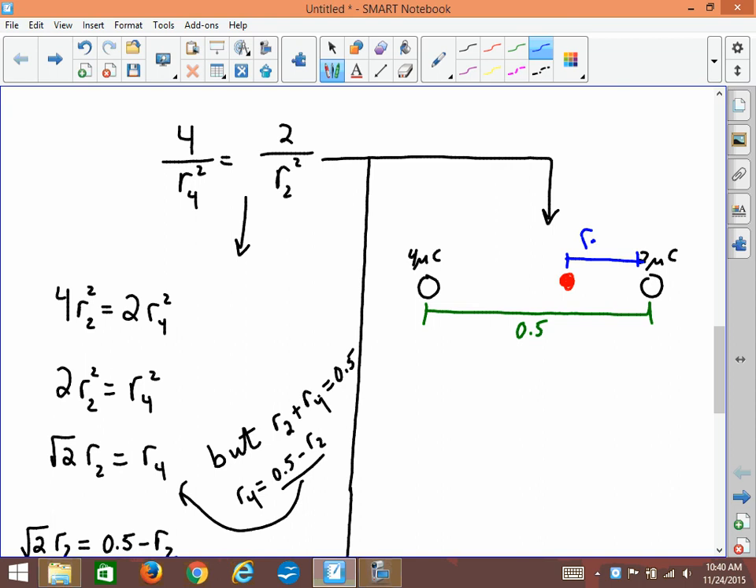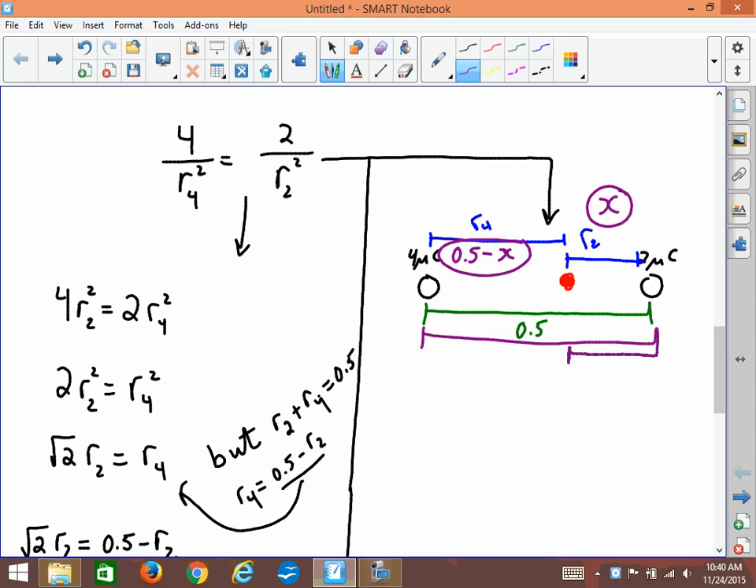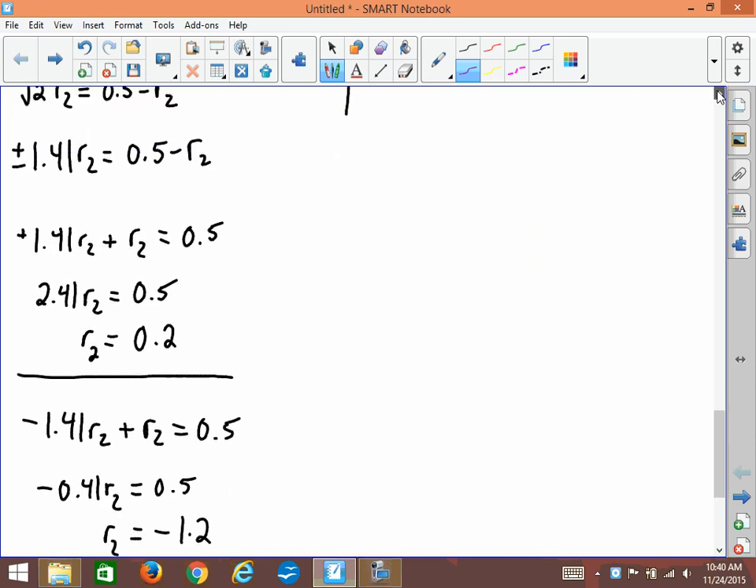We're calling this R2. And we were calling the distance over here, from here to here, R4, the distance to the 4. Well, instead, what I can do is I could call this R2, just call it X. And if I call it X, then R4 becomes 0.5 take away X, doesn't it? Because it's the entire 0.5 minus the X, which puts me right here, where I want to be. And then I can write that into my equation.